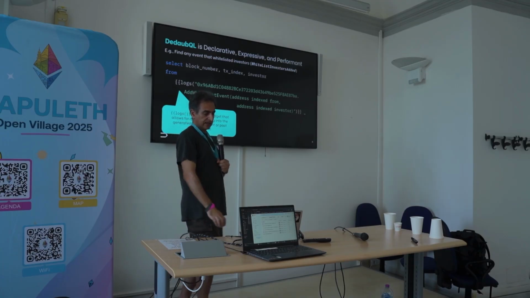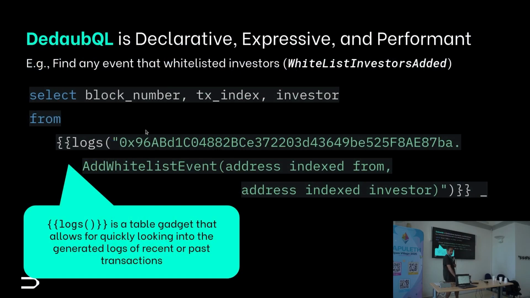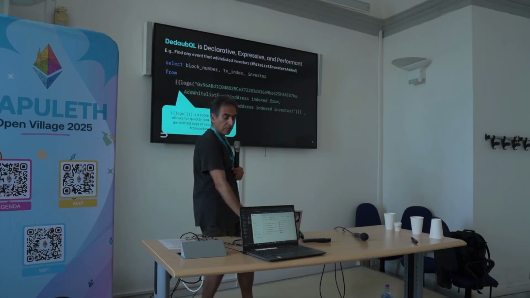So this here just says, give me this information: block number, transaction index, and investor, from the logs here, from the event logs emitted by this contract for this event, the add whitelisted event. And the only interesting, perhaps, thing here is that this part, the investor that comes from the event, is exported here in the query. So you actually have access to who was the investor from the query. That's something that our language gives you.